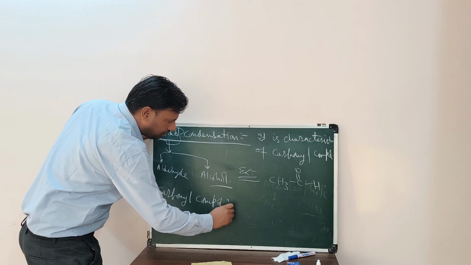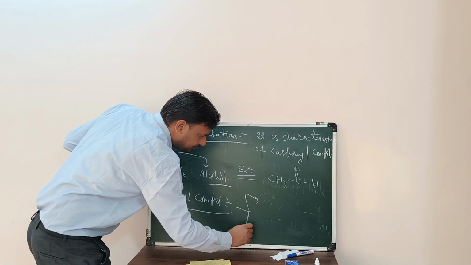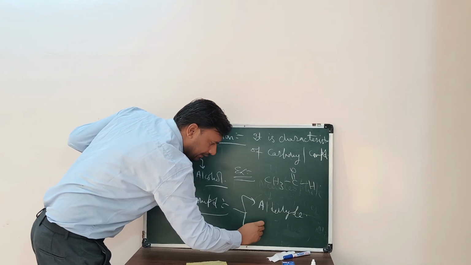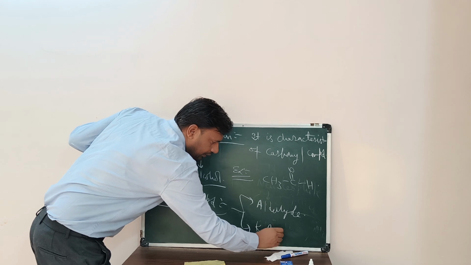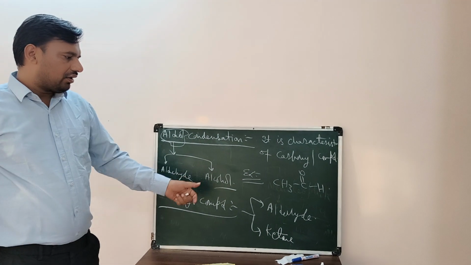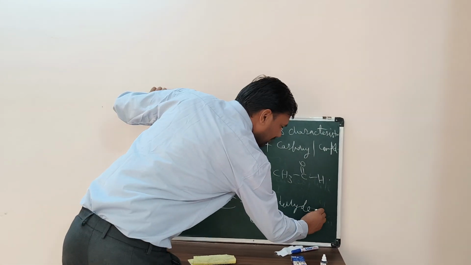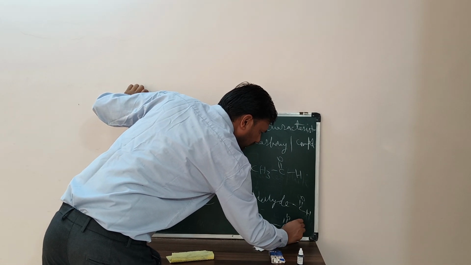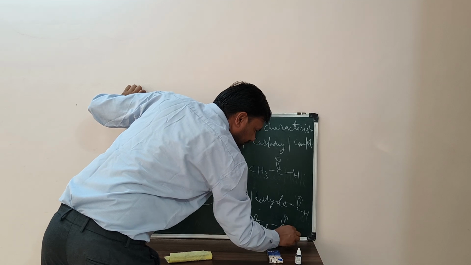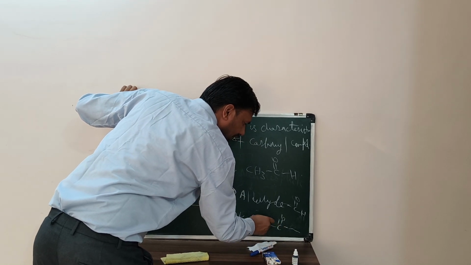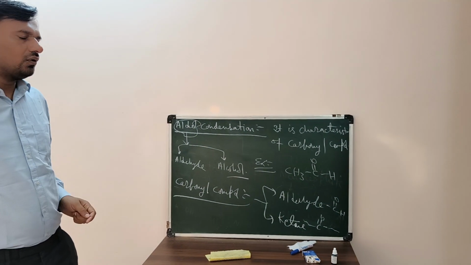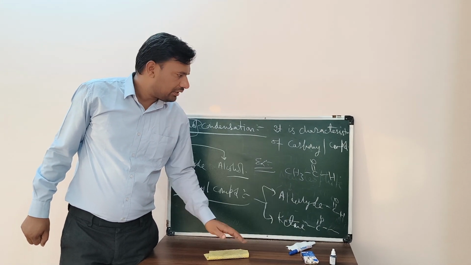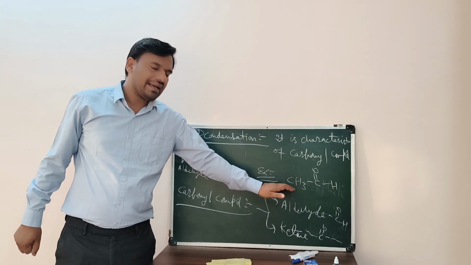Carbonyl compounds can be of two types. One is aldehyde and another is ketone. Aldehyde contains C double bond OH, and ketone contains C double bond O, with this side also valency free and this side also valency free, only C double bond O. It means this is a divalent functional group and this is a monovalent functional group. Example, I am taking acetaldehyde.